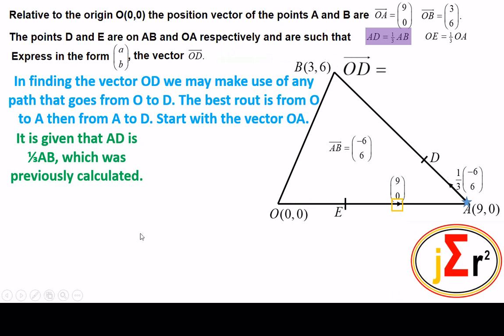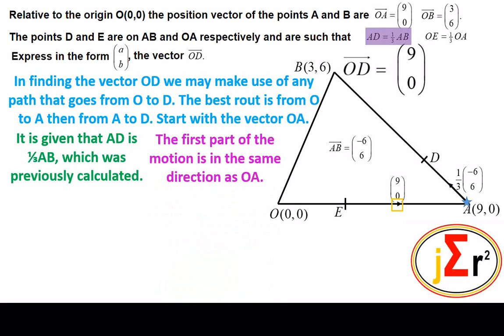We go from O to A. That is the first part of the motion, which is the vector (9, 0). The vector (9, 0) is placed there first. The first part of the motion is in the same direction as OA, O to A. We therefore include the vector OA just as it is.